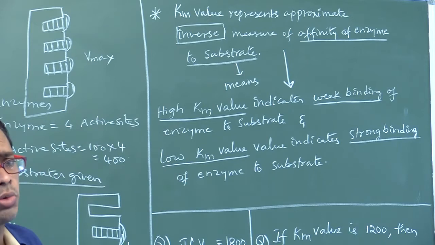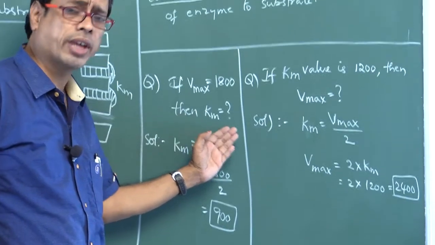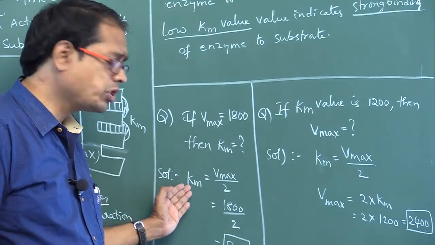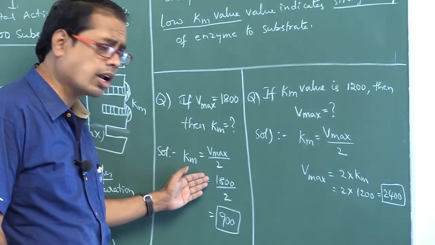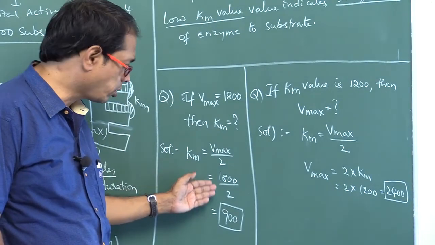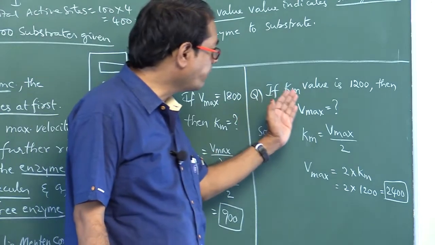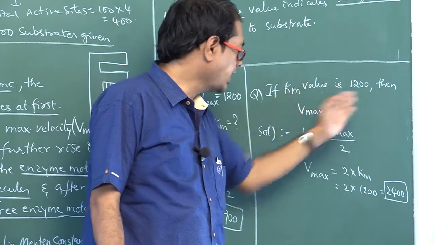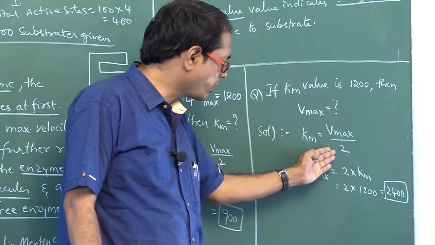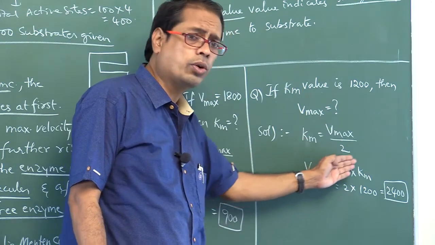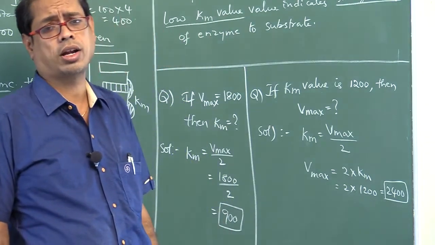They may ask in the numericals also. If Vmax is equal to 1800, then what is the value of Km? Km is equal to Vmax by 2. What is the Vmax value? 1800. 1800 by 2 is equal to 900. Another model: if Km value is given as 1200, then what is the value of Vmax? Km is equal to Vmax by 2, so Vmax is equal to 2 into Km. 2 into 1200 is equal to 2400.